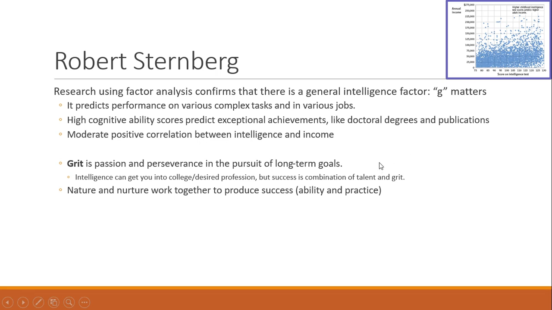You can see some of the things here. Looks like a jumbled mess on the scatter plot. Grit, we've talked about this one before, so I don't need to go into much detail on it. Passion, perseverance. There's more than just intelligence. You have to understand that by now. It can get you so far, but you have to have that determination to conquer obstacles as you go. Nature and nurture work together to produce success. That ability, you have to have some ability, but then you have to work at it.